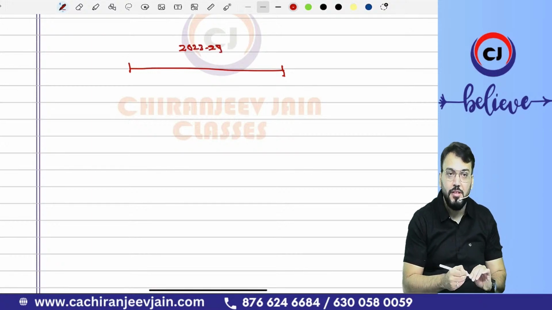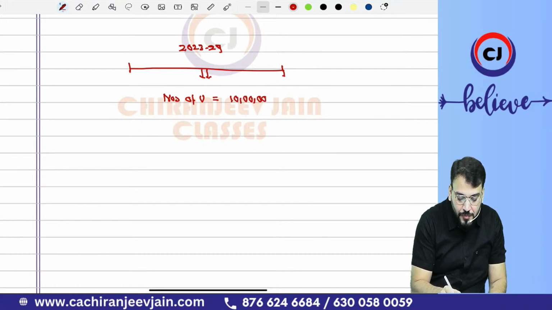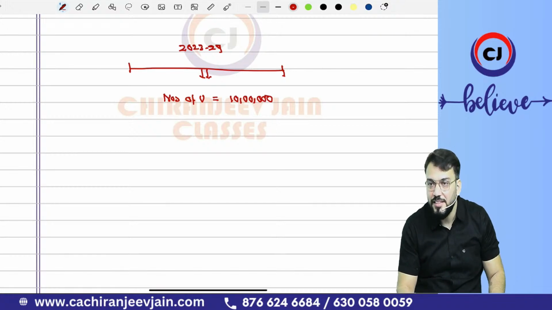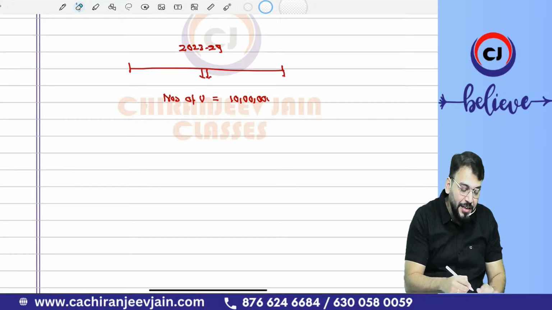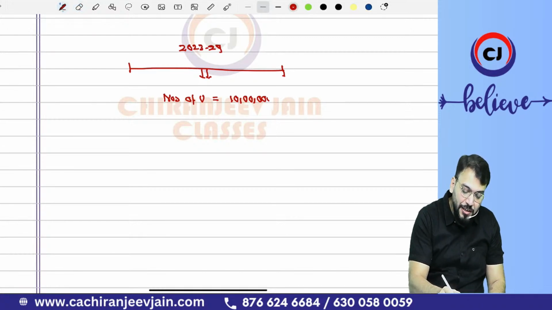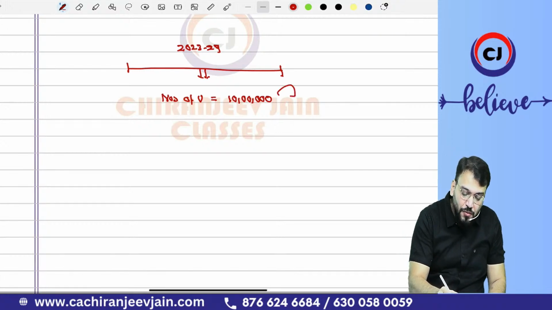2023-24. In this year, the number of units sold is 10 lakh, correct? And the unit was sold with a warranty of 2 years. Let us assume 2 years.